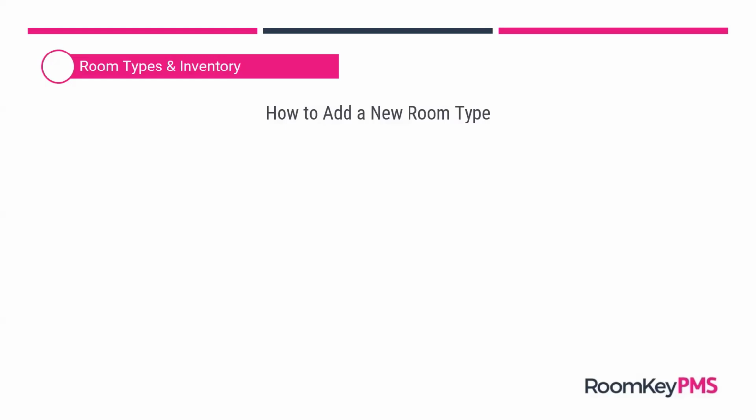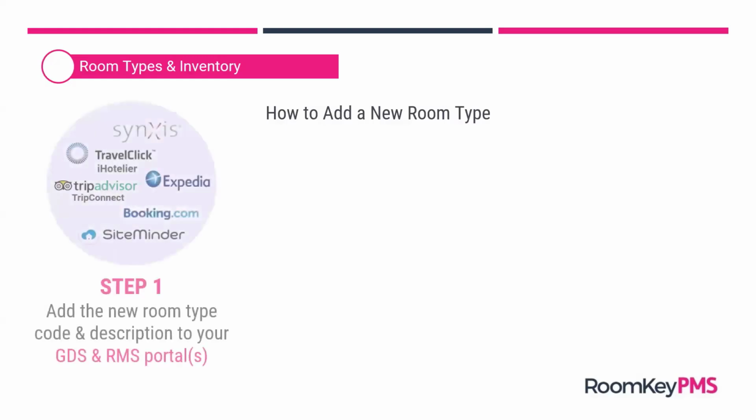So the first thing that we're going to look at is how to add a new room type. We have a couple of steps that we recommend, especially when you're working with any third-party vendors outside of RoomKey. You're going to actually start with any third-party vendors first. Their platform is step number one. You're going to add the new room type and code and description, any policy information directly to your GDS and RMS portals. So you need to do that step first on the third-party portal. You may have to do that across a couple of portals first. So if you do have a GDS channel manager and you also have a revenue management system like Duetto or Ideas, you'll want to add the new room type to both of those platforms first.